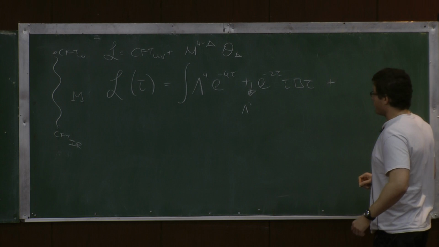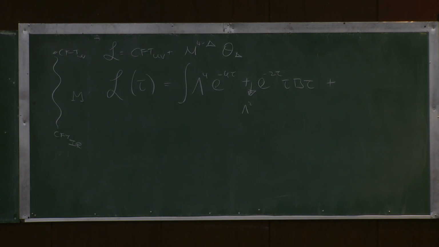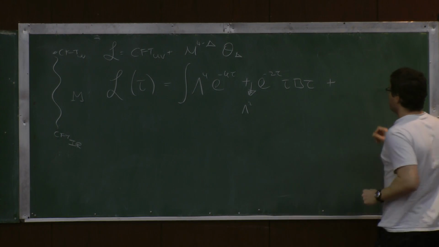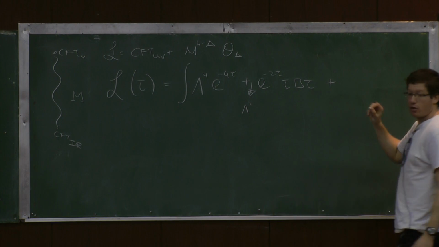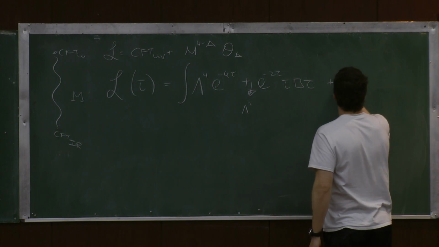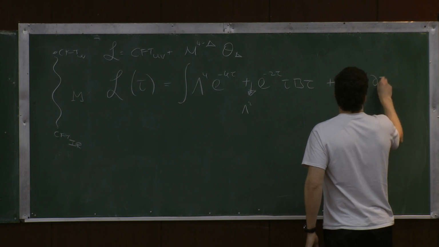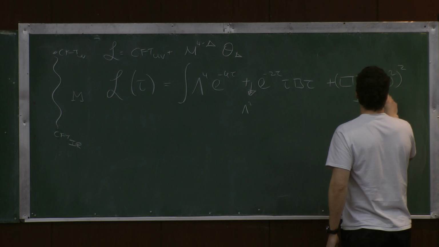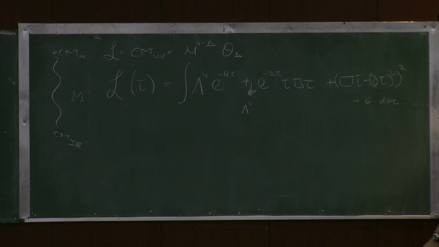Then we get to 4 derivatives, and these terms are finite. They don't even have a log divergence, which you can prove. What we found is that if there are no anomalies, the dependence on tau at 4 derivatives was very severely constrained. We had only this Ricci scalar squared, and that was the only thing we could write down. So we had box tau minus (dτ)^2. And then we have 6 derivatives and so on. So at 4 derivatives, we could write only one object.